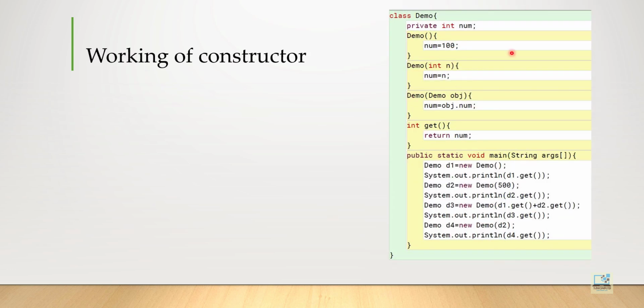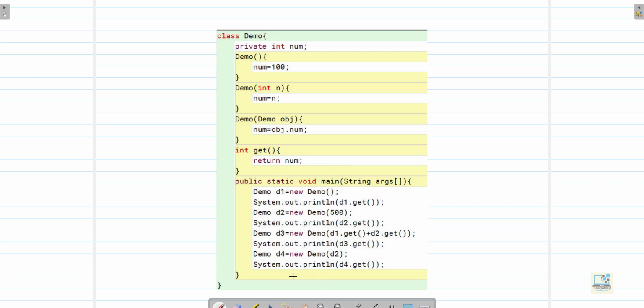Now I have another example in which I have again used multiple constructors, but in this one I will show you the working by doing a dry run. So let's dry run this program now. As we know, the program will start executing from void main. So from this point the program will start.